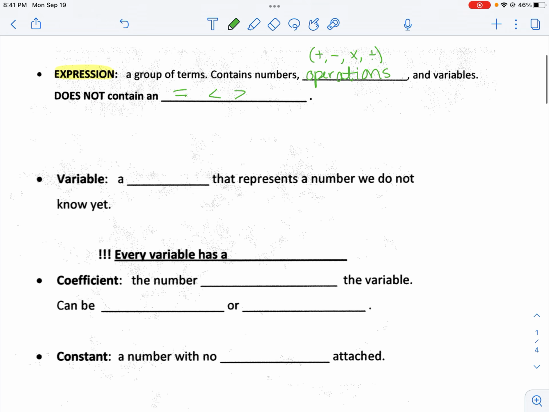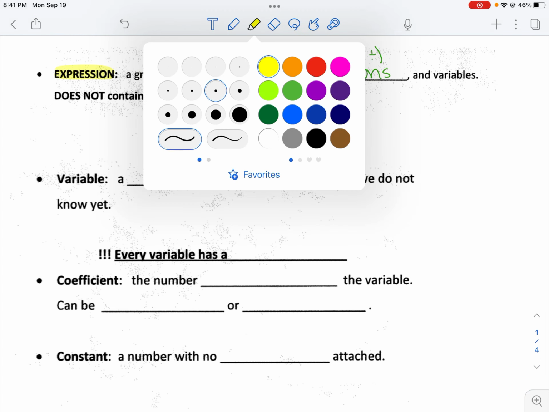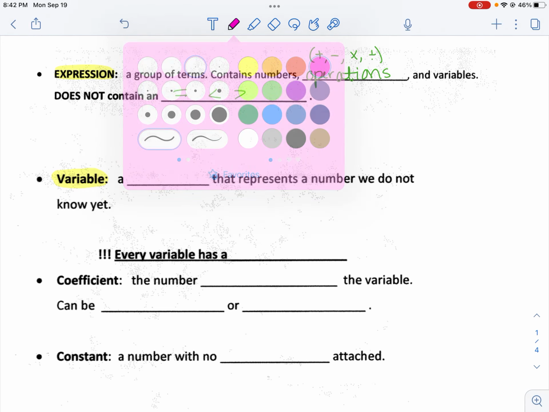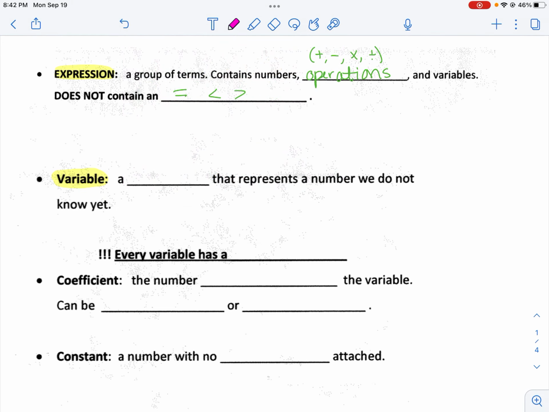So if variables are part of expressions, we want to define a variable. That's the next word to write down there. And if at any point I'm going too fast, just pause the video and write down the definition or an example for yourself. It doesn't have to be word for word, okay? So the next word is variable.